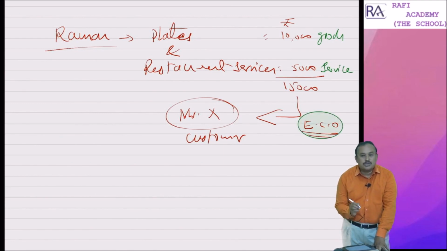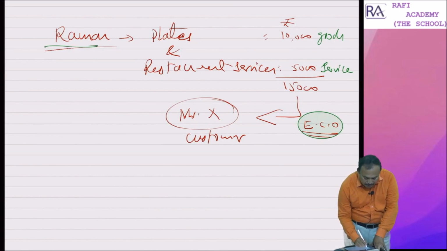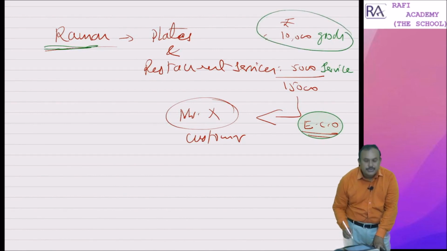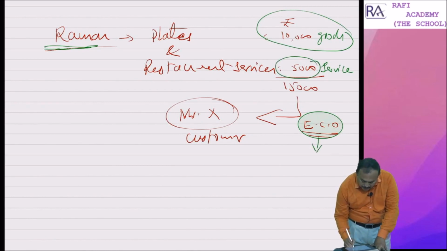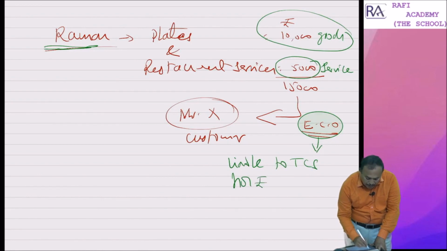Now who has to issue the bill? Raman should issue the bill for goods. The e-commerce operator should issue the bill for service. Then the e-commerce operator is liable to TCS for what amount? For rupees 10,000 of goods, liable to TCS for rupees 10,000.